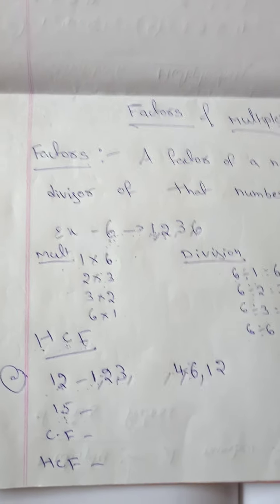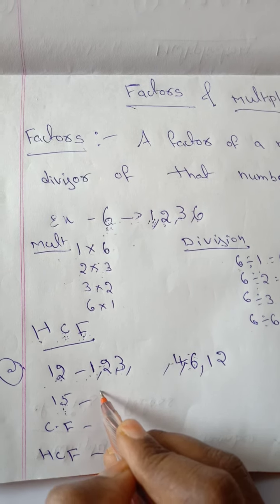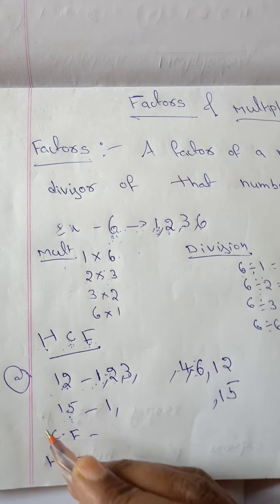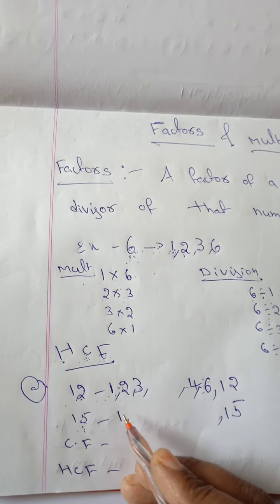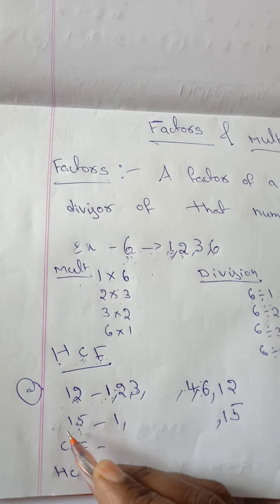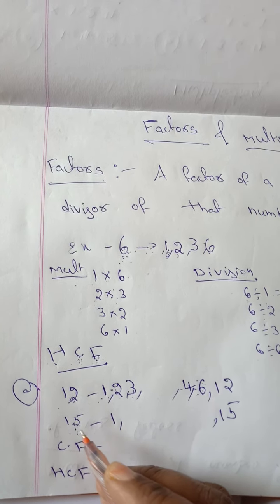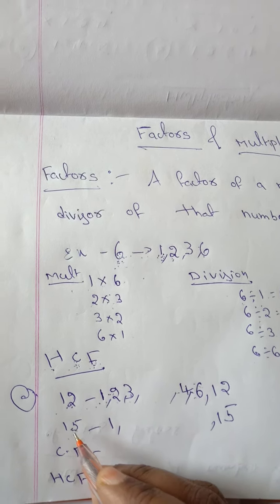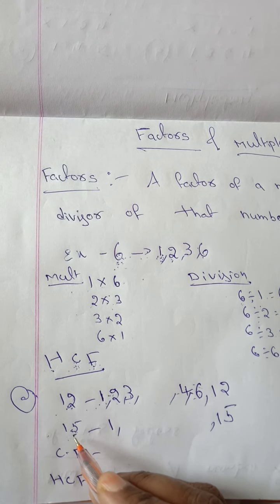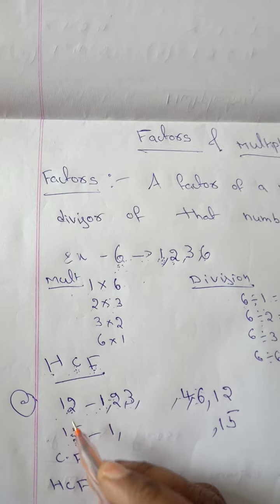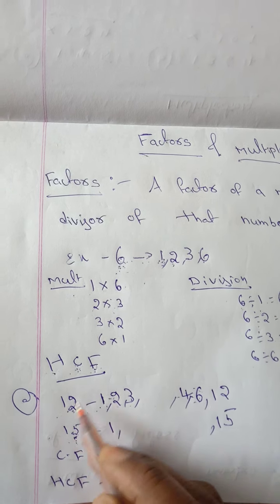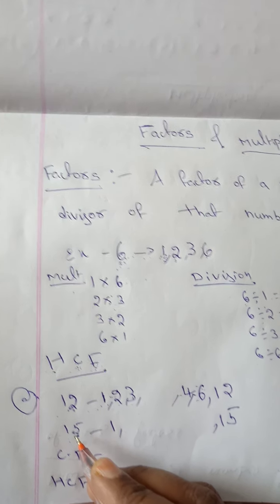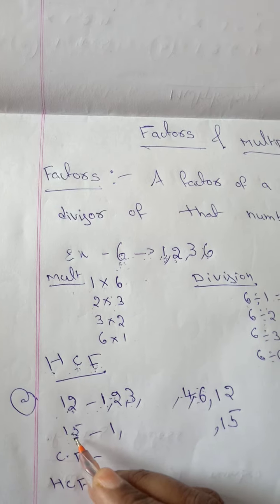Next, in the same way, we write the factors of 15. 1 and 15: 1 into 15 is 15. Next, check 2. Is 15 in the 2 table? You can check using divisibility rules. No, 2 is not a factor of 15. Why? Because the ones place is 5. If the ones place has an even number, then 2 is a factor, but here the ones place is 5. So 2 is not a factor of 15.